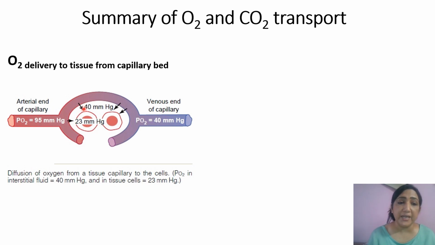So this gradient, from 95 to 40 millimeter of Hg, helps the oxygen to diffuse from the arterial blood to the tissue, and because the level inside is much lower, it again diffuses from the tissue fluid into the cell. So the partial pressure of oxygen at the arterial end is 95. After diffusion, or the utilization or unloading of the oxygen inside the tissue, it becomes 40 millimeter of Hg.